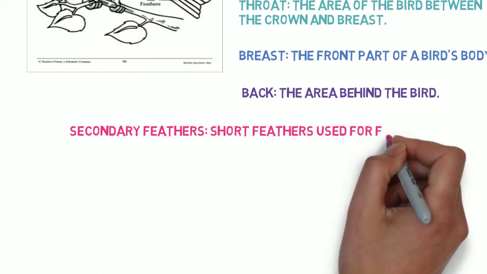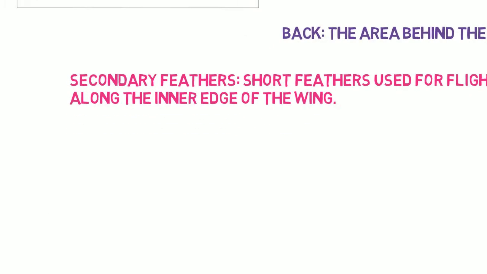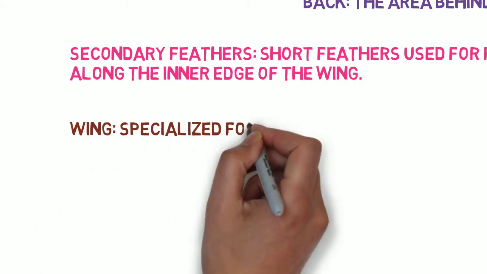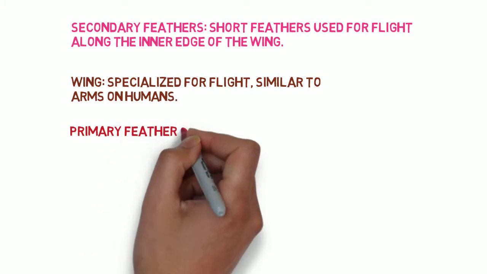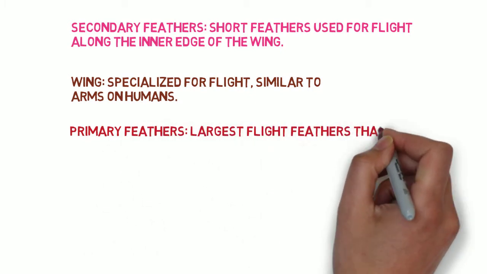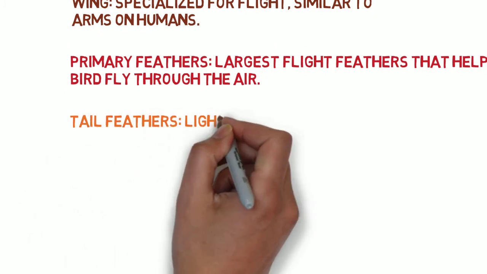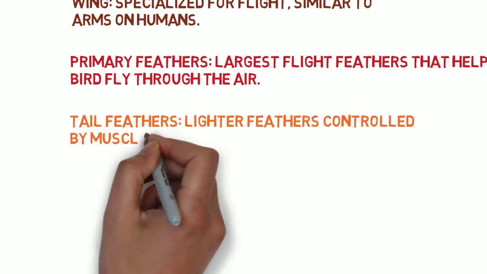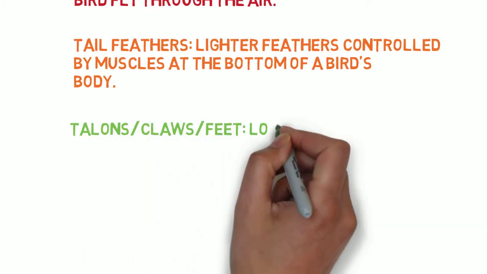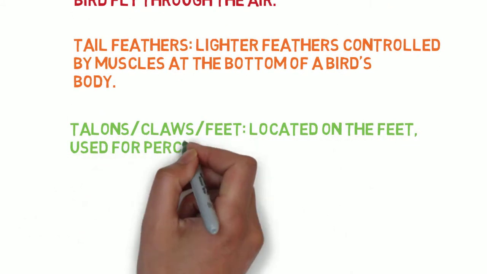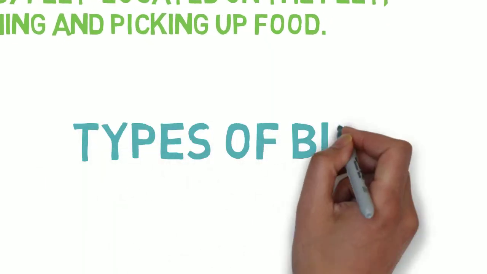Secondary feathers are short feathers used for flight along the inner edge of the wing. The wing is specialized for flight, similar to arms on humans. Primary feathers are the largest flight feathers that help birds fly through the air. Tail feathers are lighter feathers controlled by muscles at the bottom of a bird's body. The talons, claws, or feet, as they are all called, are located on the feet and used for perching and picking up food.